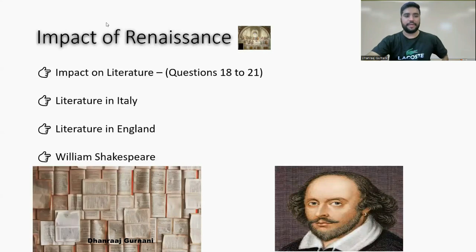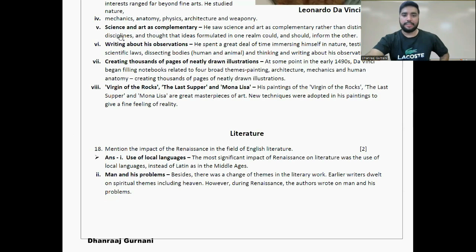Moving to the next one, impact of Renaissance on literature, under which we'll be covering Italy, England, and contributions by William Shakespeare. One question for each, 18 to 21. Let's see impact on literature of Renaissance. Question number 18, English literature, 2 points. First one, use of local languages. The most significant impact of Renaissance on literature was the use of local languages.